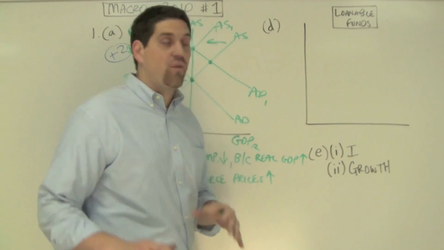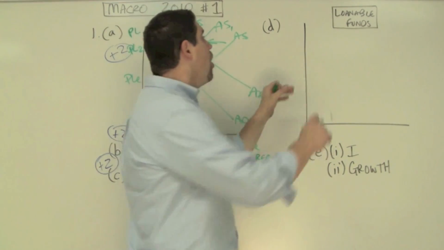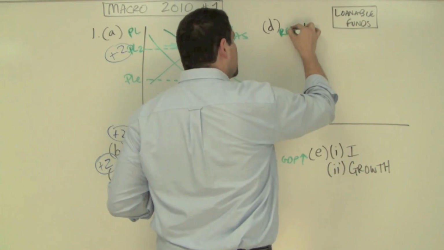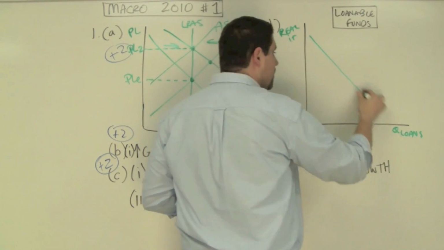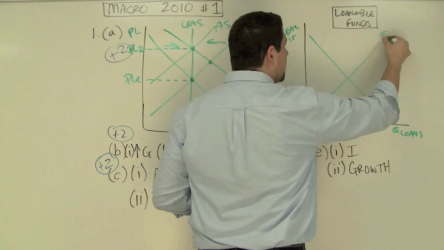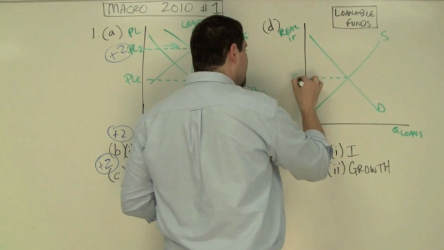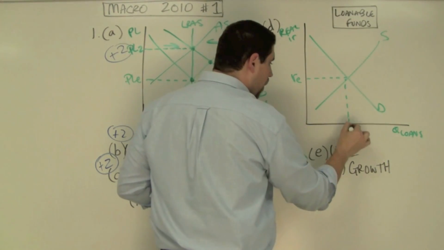Now this question switches over and asks you for the graph of the loanable funds market. Over here we have the real interest rate. Down here we have the quantity of loans. Downward sloping demand curve, upward sloping supply. This right here is the real interest rate. There's the quantity of loans.